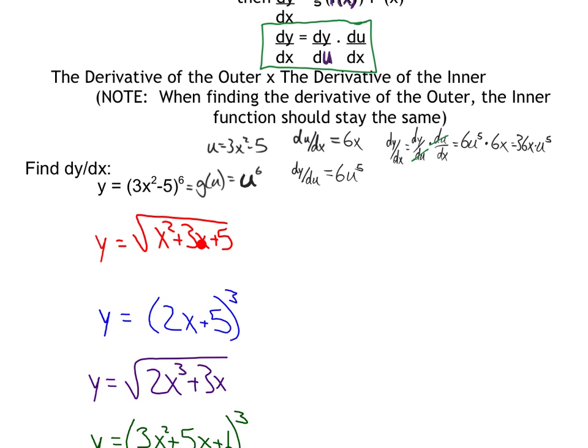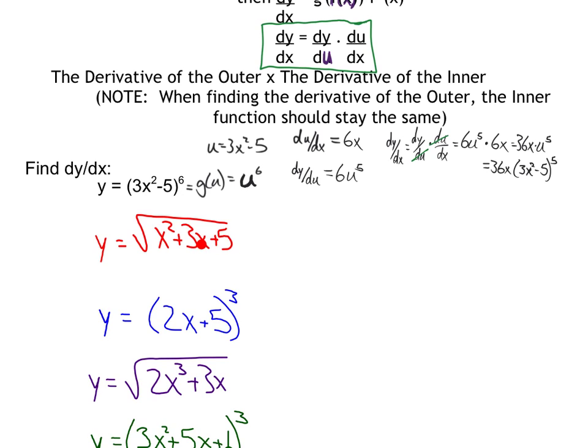Now, there's one problem with this, and that is our problem originally only had x's in it, and we're asked to find dy dx, so we shouldn't have u's in our final answer. So what shall we do? Plug in the value for u. Yeah, we know u is 3x squared minus 5. So I'm simply going to make this 36x times 3x squared minus 5, and that will be to the 5th power.